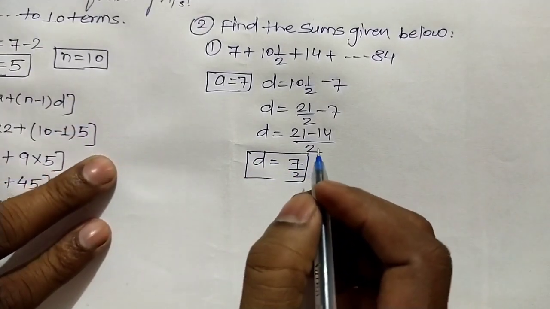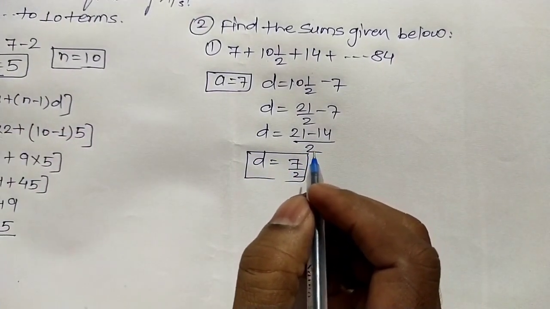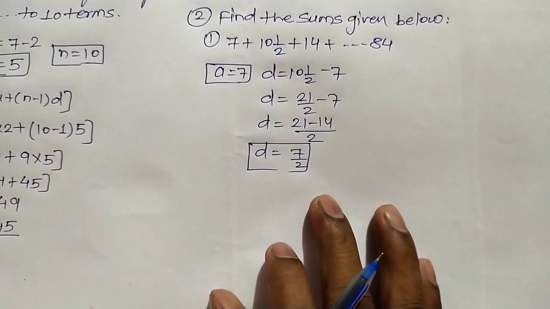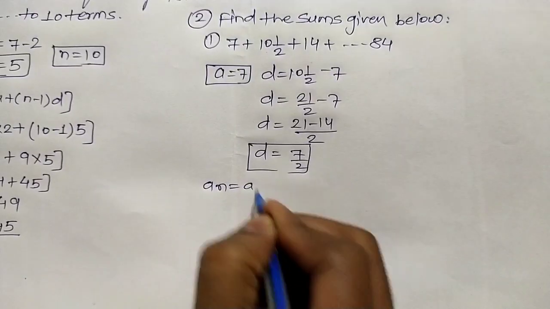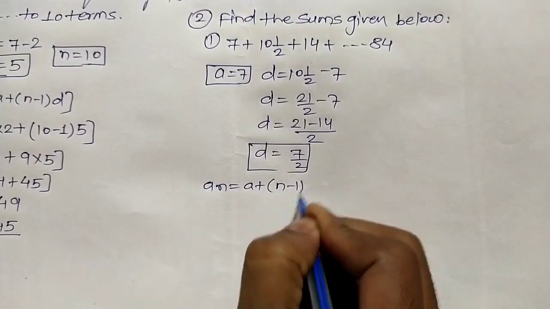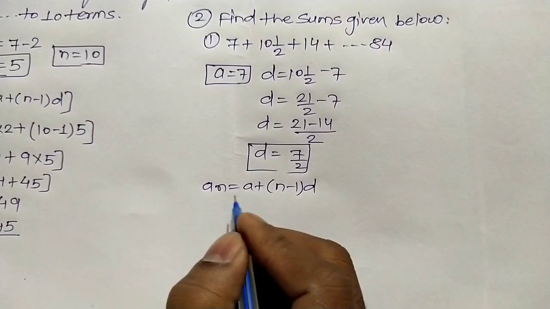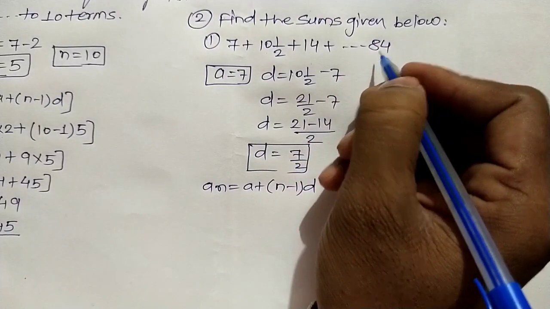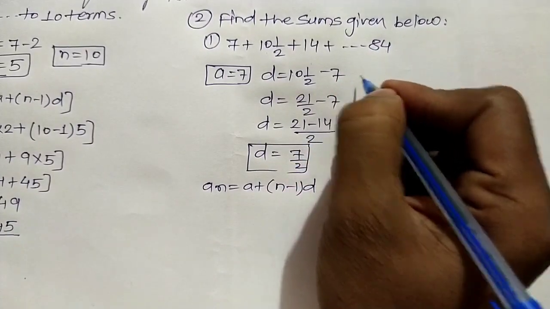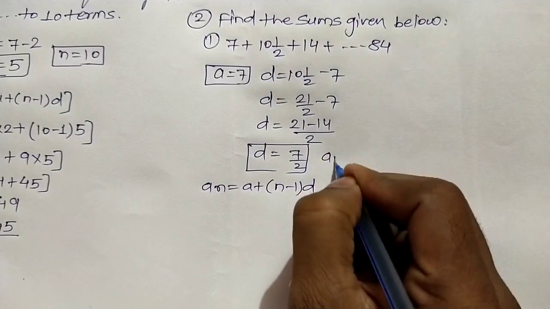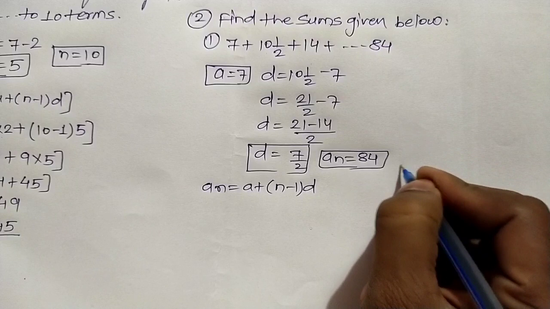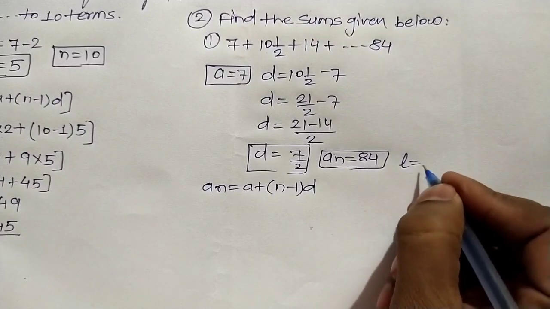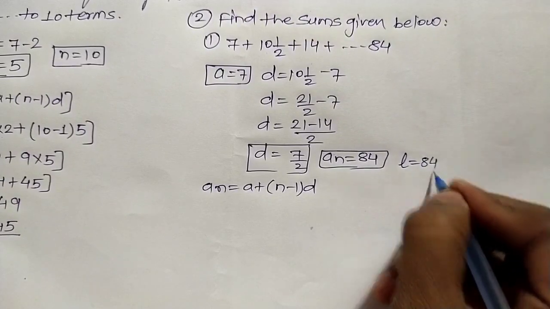First we find out n. What is the formula of an? The formula of an equal to a plus (n minus 1) into d. What is the value of an? Here 84 is given. 84 is the value of an. It is called the last term of the series. It is denoted by l. l's value is also 84.